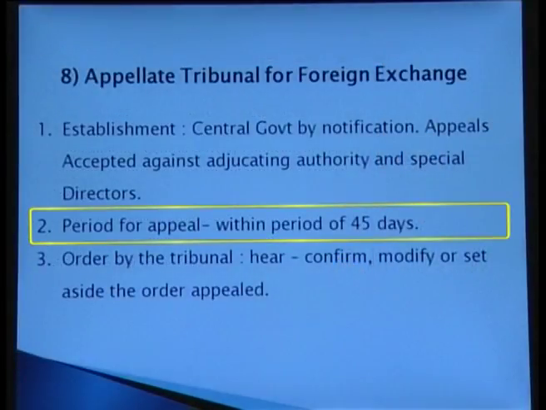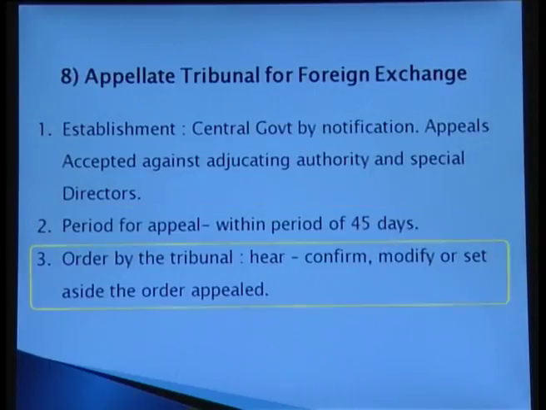Again, same as the previous case, the period of appeal is within 45 days. For the order by the tribunal, after hearing, they can confirm it, set it aside, and the third option is they can also modify the order as appealed against.